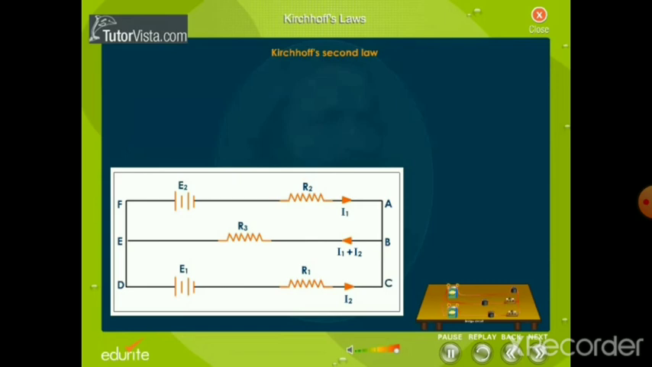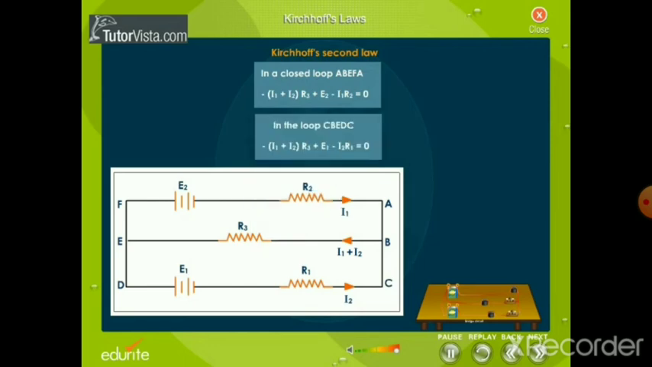Consider the circuit shown here. In a closed loop, ABEFA, minus (I1 plus I2) into R3 plus E2 minus I1 R2 is equal to 0. In the loop CBEDC, minus (I1 plus I2) R3 plus E1 minus I2 R1 is equal to 0.